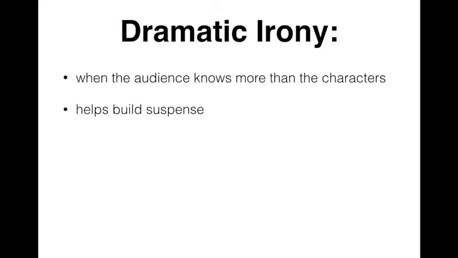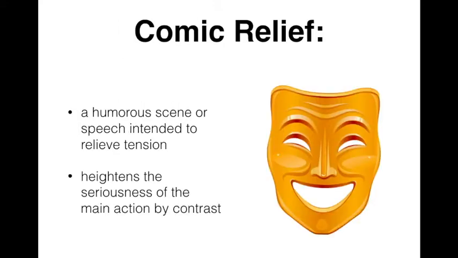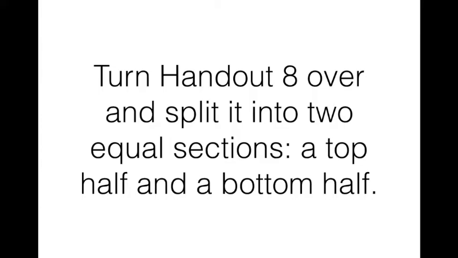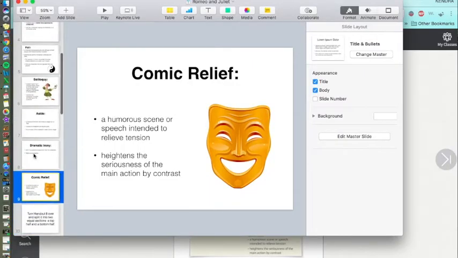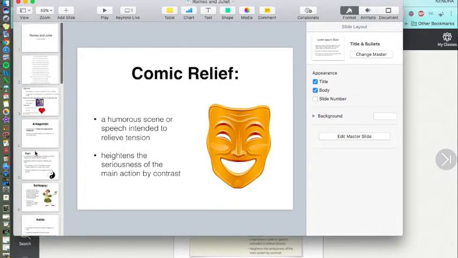Dramatic irony is when we know more than the characters. Comic relief is when we add a joke here and there to lighten the tension a little bit. Okay, so those were just some of the elements of a Shakespeare play that we went over.